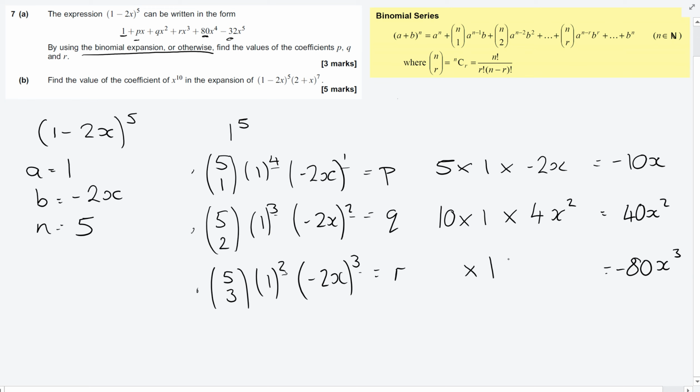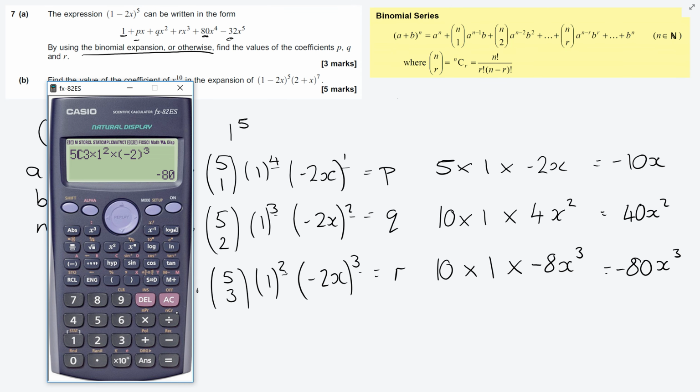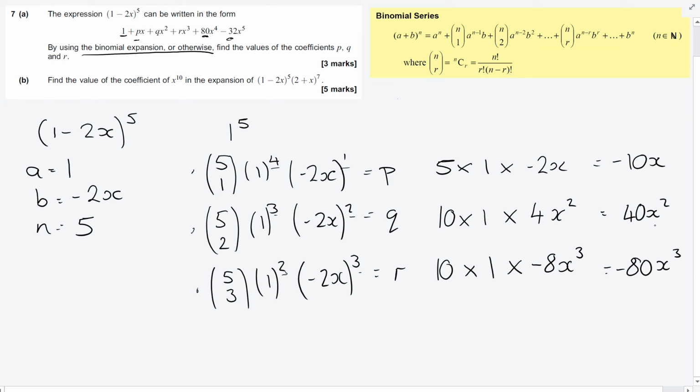So it's going to be times by 1, times by minus 8x cubed, and 5 choose 3 is equal to 10. Okay, and if we needed to check that, we could just do 5 choose 3 on our calculator and find out that it is 10 there. So we can see that these are our 3 terms in that binomial expansion.